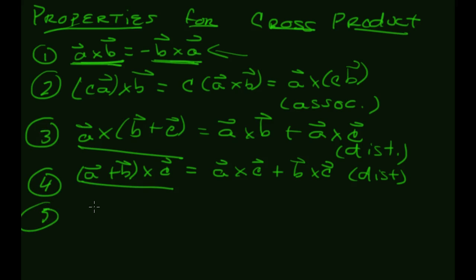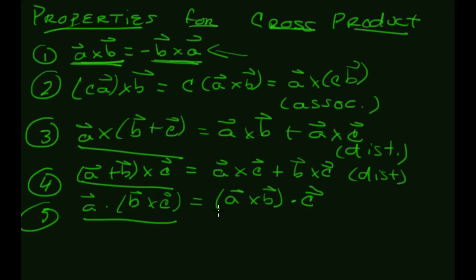Number 5, combining the dot with the cross, this is what we're later going to call the triple product, becomes really interesting. It literally moves the cross between the A and the B and the dot to the outside. Aha, that is not intuitive. This one we're going to take a look at a little bit later on in class.